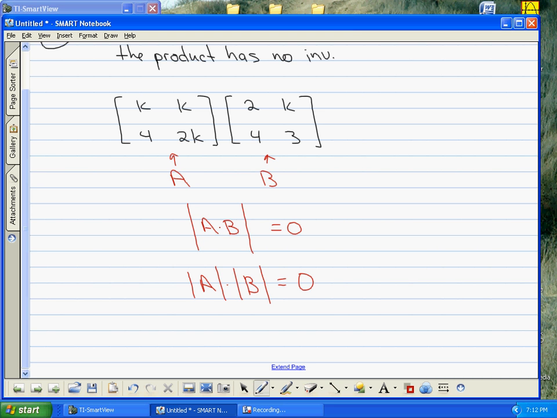So I need to find the determinant of A. The determinant of A is this times this, 2k squared, minus this times this, minus 4k, times the determinant of B. The determinant of B is 2 times 3 minus 4 times k. And we want to know, when will that be 0?